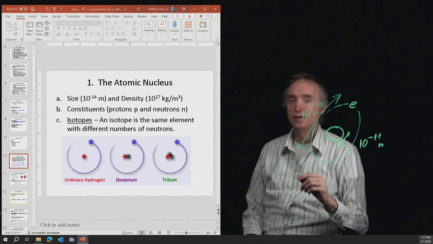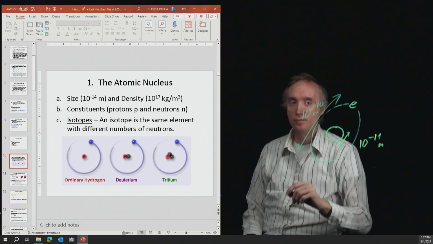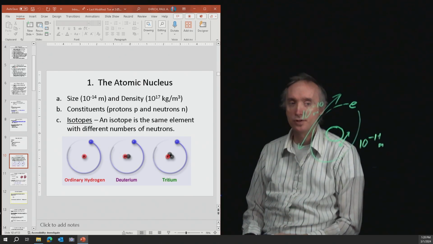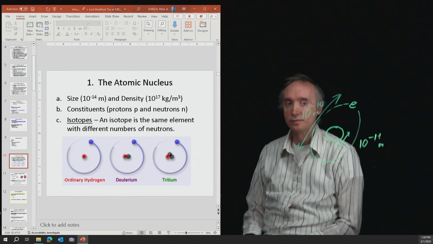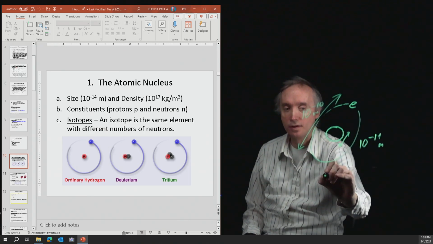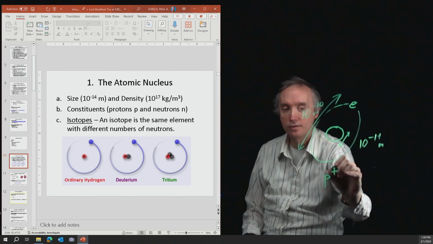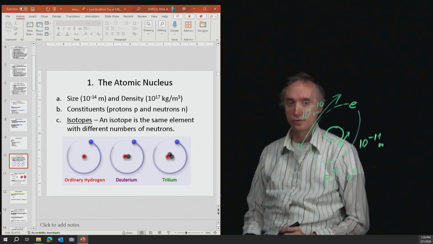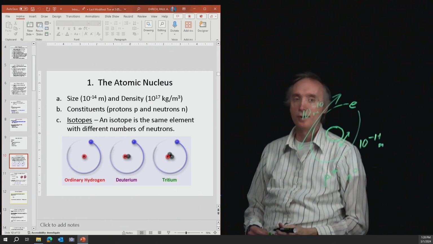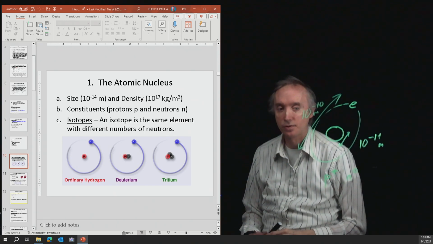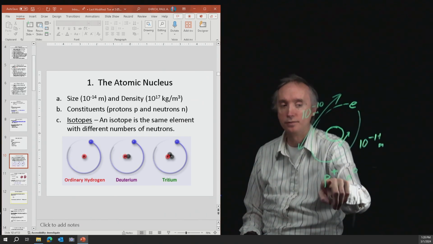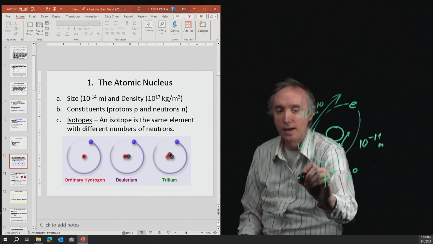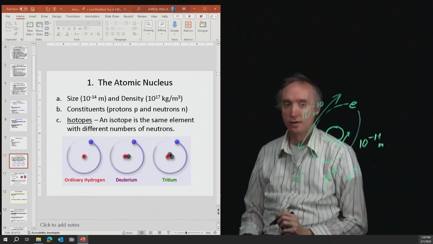Okay, now let's look at the constituents. So the things that are inside the nucleus are going to be the protons and the neutrons. And the protons are going to have positive charge, and then the neutrons are going to be electrically neutral. Now what about their masses? So what's the mass of a proton and a neutron compared to the mass of the electron?